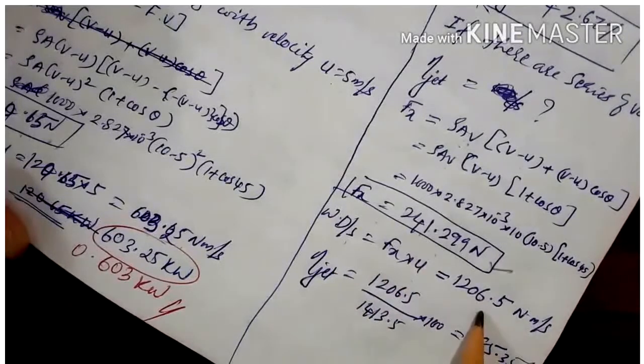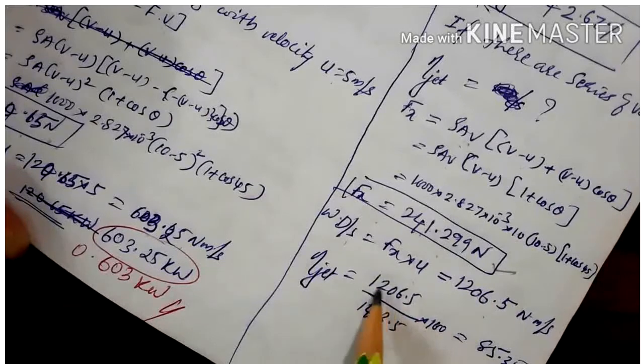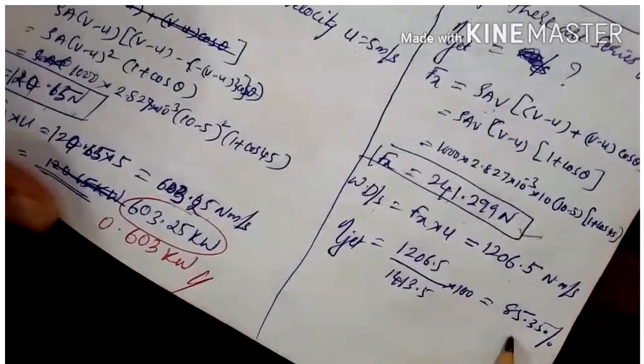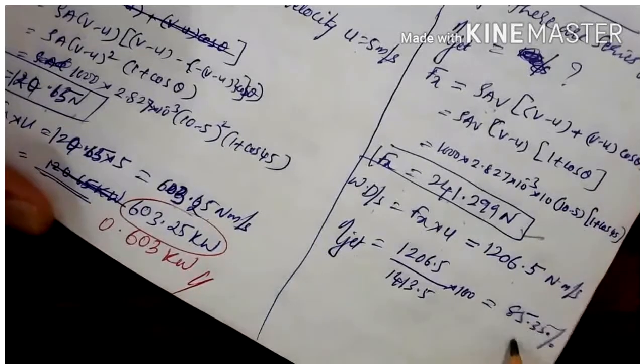Then this much is the work done per second. Then the efficiency of the jet, output by input, that is work done per second divided by kinetic energy per second. The kinetic energy is already calculated. This is the change, that is the work done per second for a series of vanes. Then finally the efficiency we got is 85.35%. Compared to the single vane, this efficiency is more.